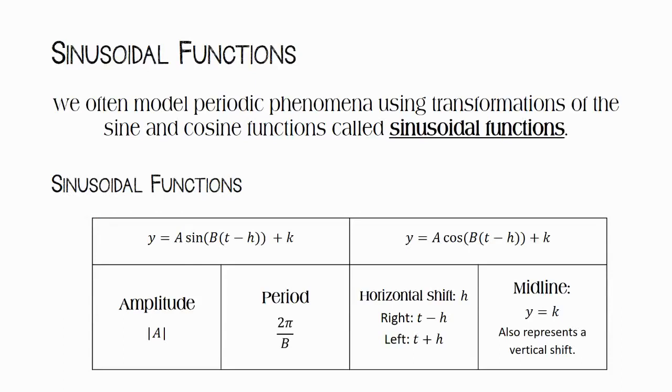Sinusoidal functions. We often model periodic phenomena using transformations of the sine and cosine functions called sinusoidal functions. You can think of things that are periodic, such as Ferris wheels, sound waves, bouncing springs, or even the tide in the ocean. We've seen a few problems that deal with these things. There are other objects that also have periodic behavior that we would then use a sinusoidal function in order to model it. So sinusoidal functions are sine or cosine curves.